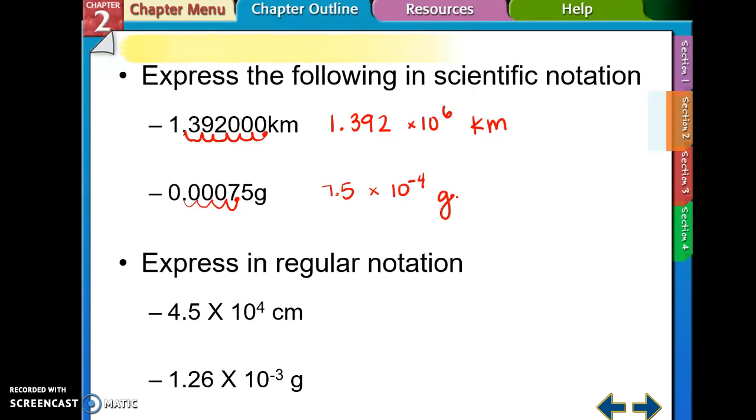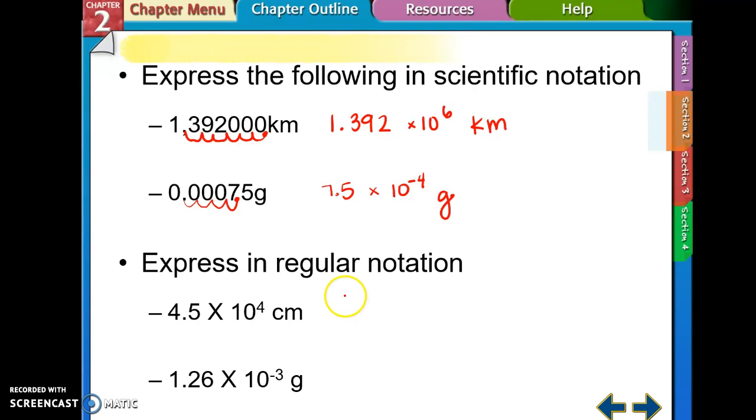So now let's look at these other two down here on the bottom. Express these in regular notation. So if I've got 4.5 times 10 to the 4th centimeters, first off, times 10 to the 4th tells me it's going to be a big number bigger than 1. So if I want a big number bigger than 1, that means that my decimal is going to have to move to the right. Okay? So it moves to the left when you're going into scientific notation for a number bigger than 1. It moves to the right when you're taking it out of scientific notation.